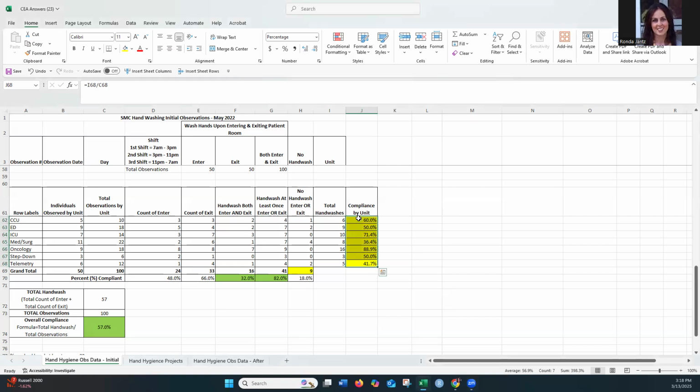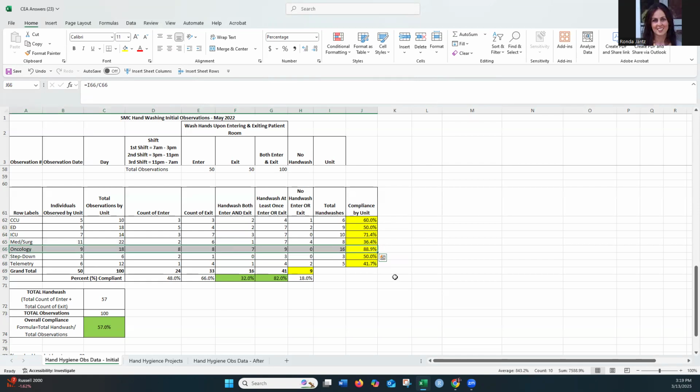It's basically equals the total hand washes, which is right here, divided by the total observations. So equals 6 divided by 10, equals 9 divided by 18, equals 10 divided by 14. You kind of get how it was calculated. You can either do that by hand or you can do that using Excel. The formula will show up right here for each cell that you choose. You can copy and paste that down once you want.